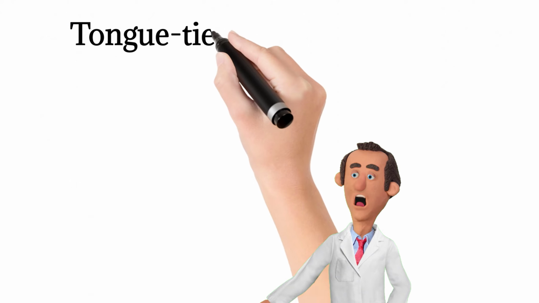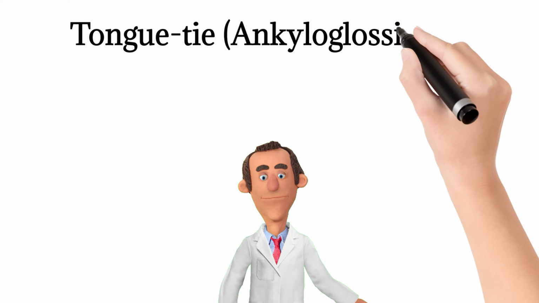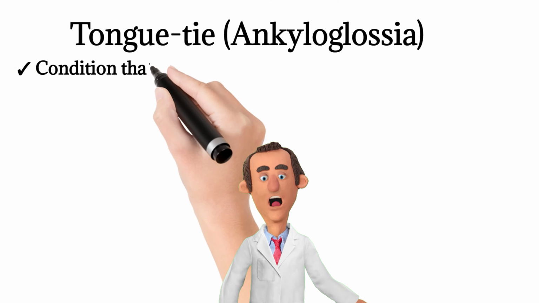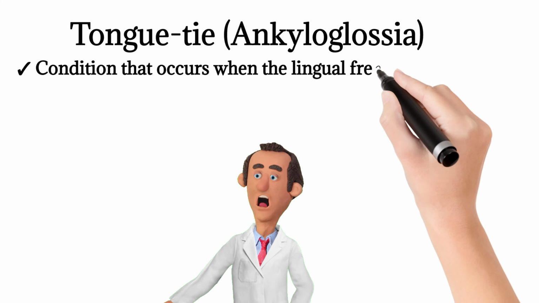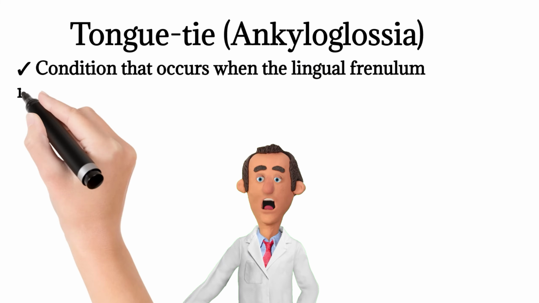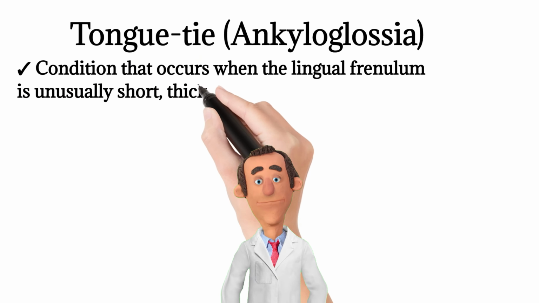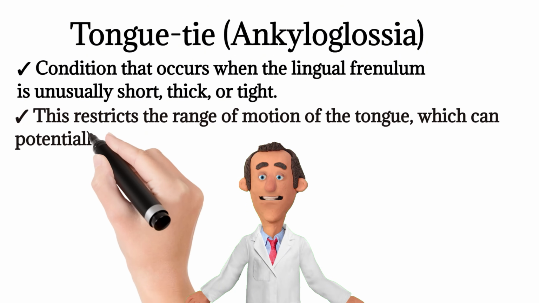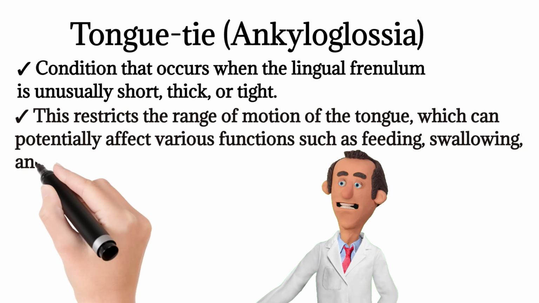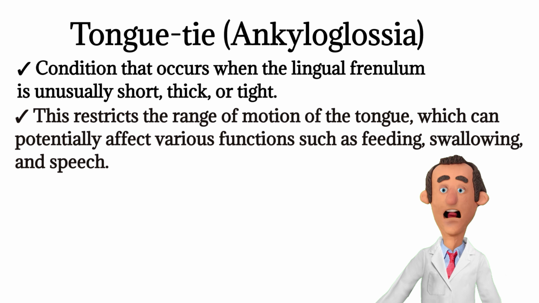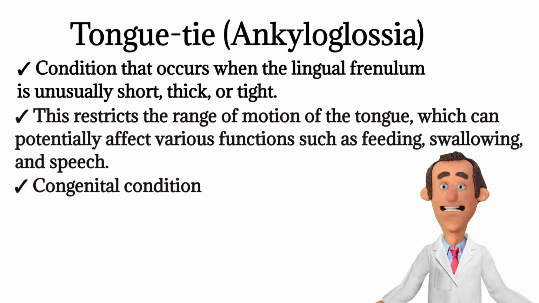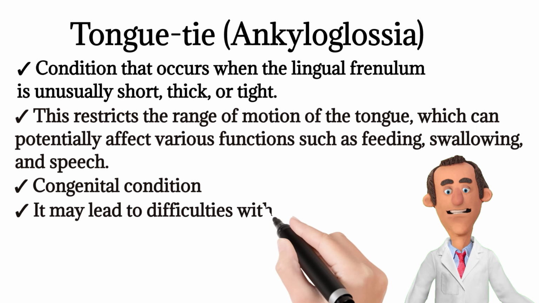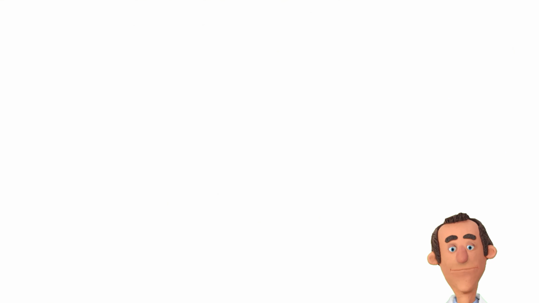Lastly, we'll explore tongue tie. Tongue tie, medically known as ankyloglossia, is a condition that occurs when the lingual frenulum, the tissue that connects the bottom of the tongue to the floor of the mouth, is unusually short, thick, or tight. This restricts the range of motion of the tongue, which can potentially affect various functions such as feeding, swallowing, and speech. Tongue tie is typically a congenital condition, meaning it is present at birth. While tongue tie itself does not typically affect a child's ability to learn speech, it may lead to difficulties with articulation or pronunciation of certain sounds.